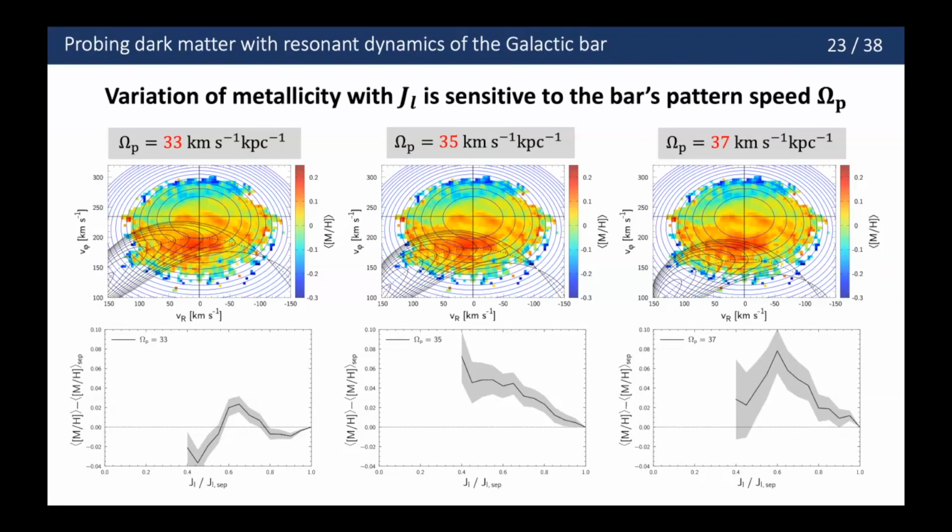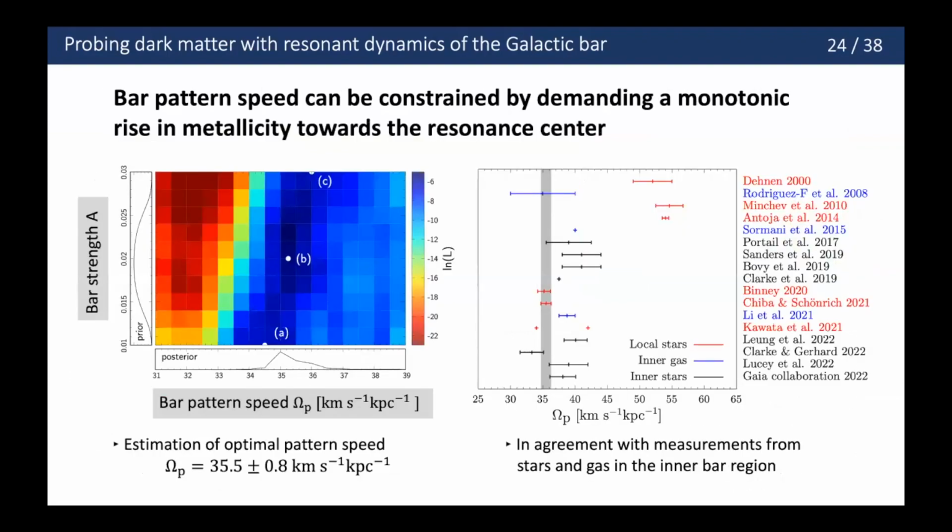Similarly, if I increase the pattern speed to 37, now the resonance shifts downward. And now you can see that the upper separator is cutting through this metal-rich region. And again, we don't see a monotonic increase in metallicity anymore. So I did this analysis for a wide range of bar strengths and bar pattern speeds. And then I quantified the likelihood of the data for each model by demanding that the metallicity increases towards the resonance center. And then again, I took the prior bar strength from a separate study, and I estimated the optimum pattern speed to be 35.5.